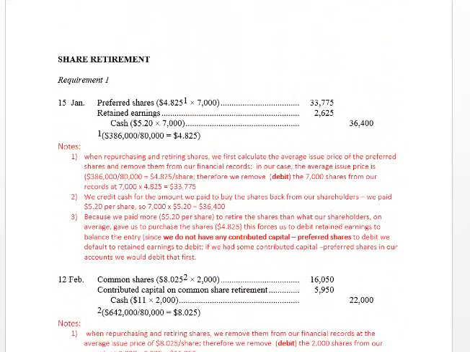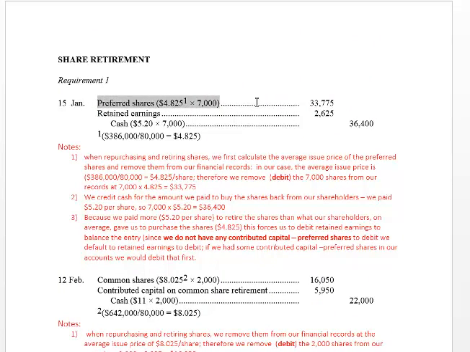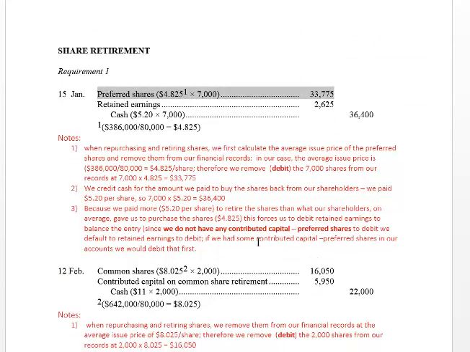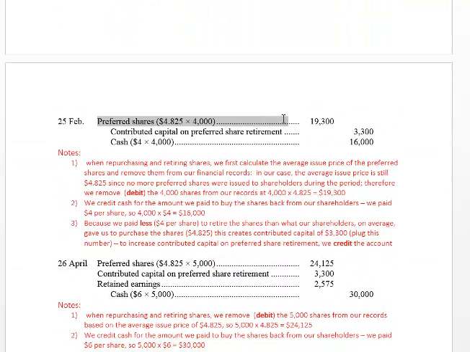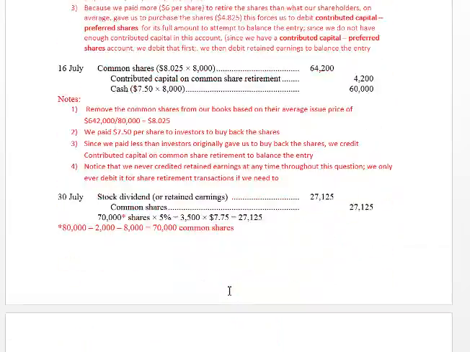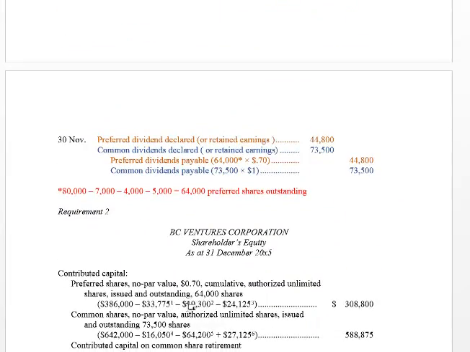If you want to go back up to the top and convince yourself that's true, I'm looking at this transaction here, this debit line. You'll also notice here, on February the 25th, we reduced our preferred share account when we bought back 4,000 preferred shares, and when we bought back 5,000 preferred shares on April the 26th, we reduced it by 24,125. So these two numbers, 19.3 and 24,125, are also in our requirement to help us calculate the ending balance in the preferred share account. That will give us a final balance of 308,800.